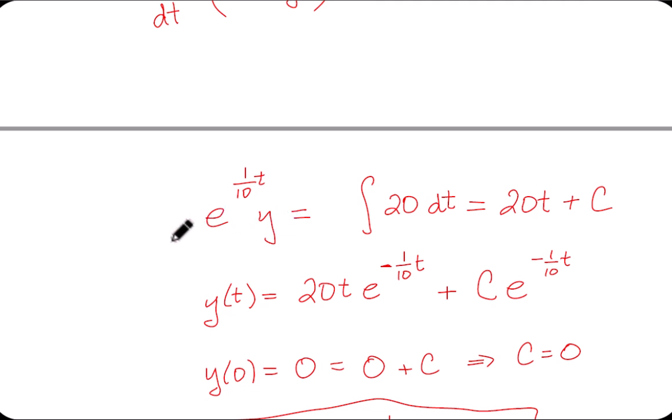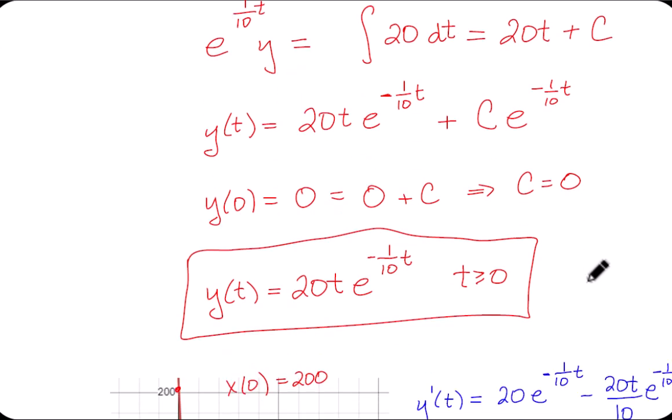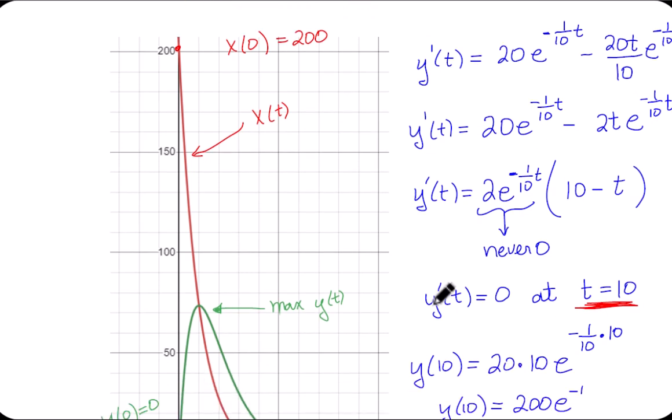Multiplying through by e to the minus 1/10 t. Y at 0 was the amount of ethanol at time 0. But remember, tank 2 had pure water, so C is 0. So I get this relationship for y of t, the amount of ethanol in the tank at time bigger than 0.